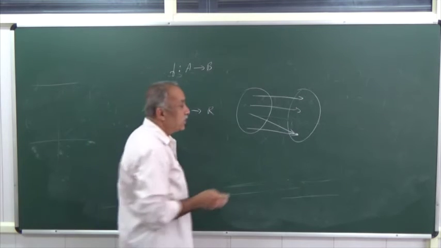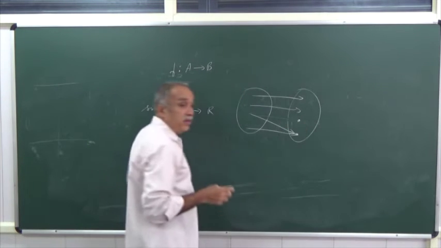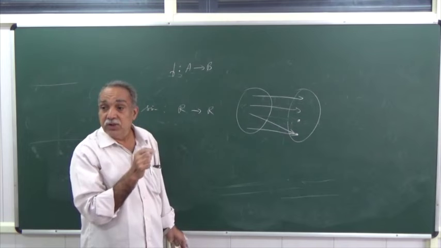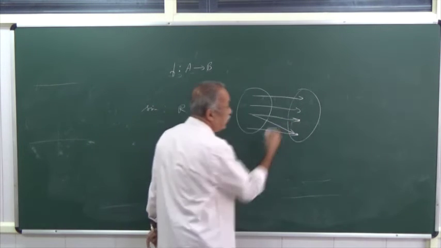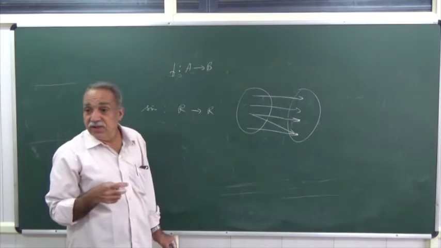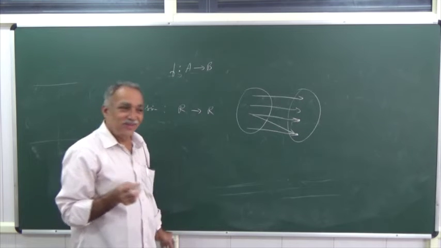Suppose you have one element here, it is neither 1-1 nor onto. Suppose you have one more correspondence like this, not a function. Good.